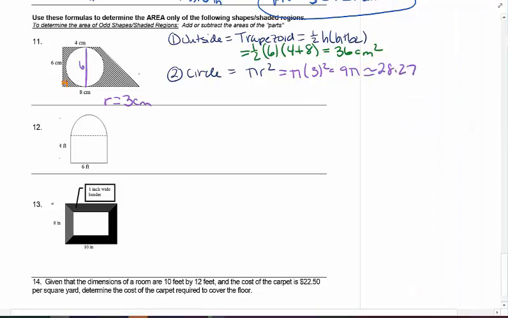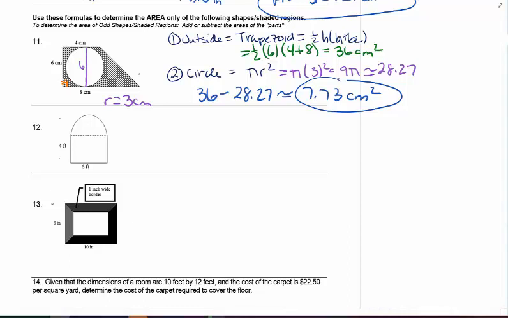So my last step here is what we already talked about. My last step of this problem is to take the outside figure, which was 36, subtract off the inside, which was not shaded, and that's rounded. So when I plug this in and I subtract, I should get 7.73 centimeters squared because it's an area problem. Key is outside, find it, inside, find it, and subtract. Double check that your units are the same.